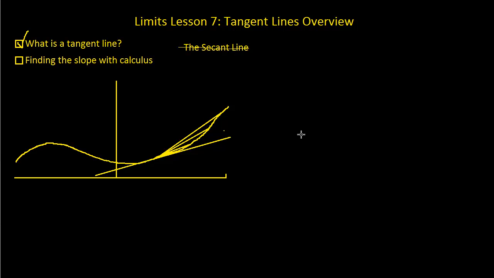So all you have to do is make that secant line, which is just 2 points, and move that second point closer and closer until you reach that first point.